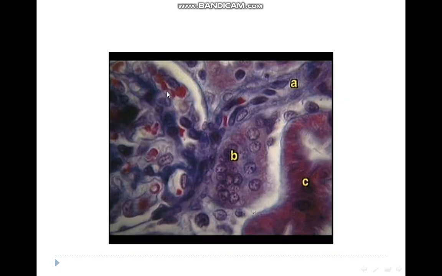This is another section showing the renal corpuscle, and this is the efferent arteriole, and this section is part of the distal tubule showing the macula densa, and this section is part of the proximal convoluted tubule. You can see the acidophilic cytoplasm of the lining epithelium and the brush border.